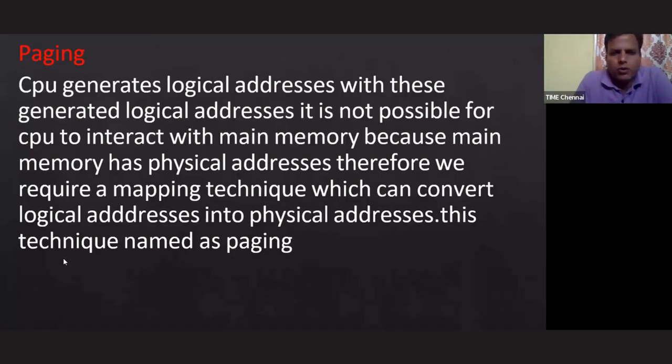See, the CPU generates logical addresses. With the generated logical address, it is not possible for the CPU to interact with the main memory, because main memory has physical addresses. Therefore, we require a mapping technique which can convert these logical addresses into physical addresses. This technique is named paging. Paging has so many definitions. You can say dividing a process into pages is called paging, or bringing the pages from hard disk to the main memory and swapping them out from main memory to hard disk is also called paging, because you are dealing with pages.